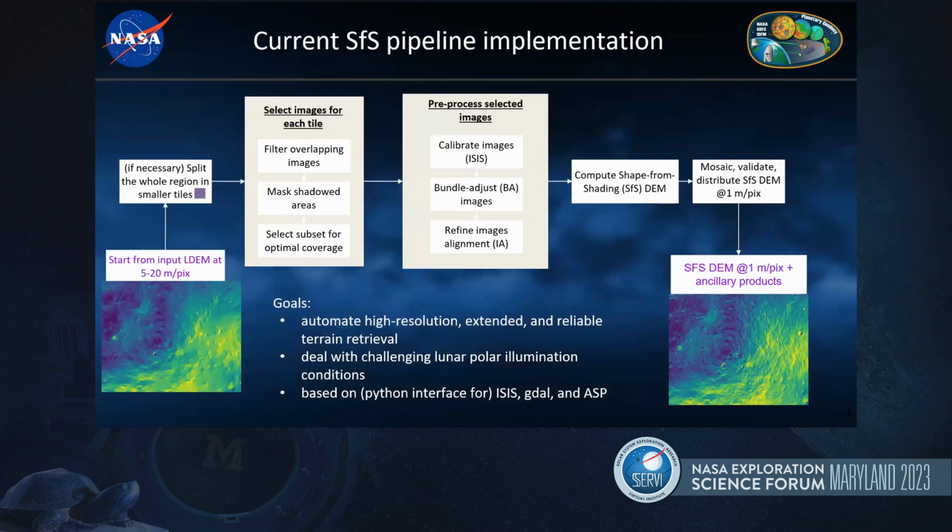So our main goal is to set up a pipeline which automates most of the steps to pass from this DEM to this DEM, and to do this under the challenging illumination conditions typical of the lunar polar regions. So here is a schema of our current pipeline. And besides the actual computation of the DEM, two very crucial steps are the image selection and the image alignment.